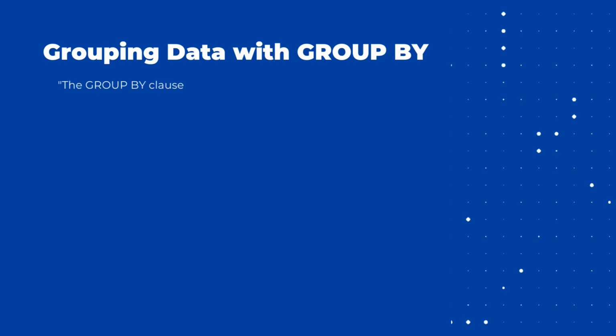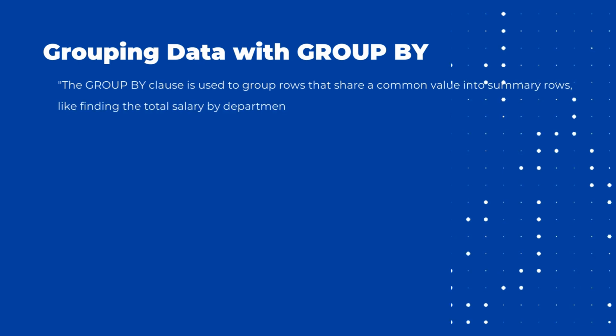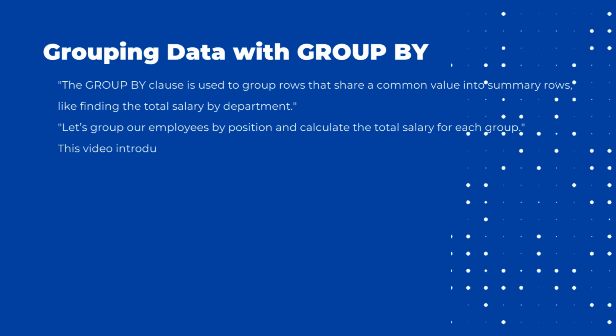The group by clause is used to group rows that share a common value into summary rows, like finding the total salary by department. Let's group our employees by position and calculate the total salary for each group.